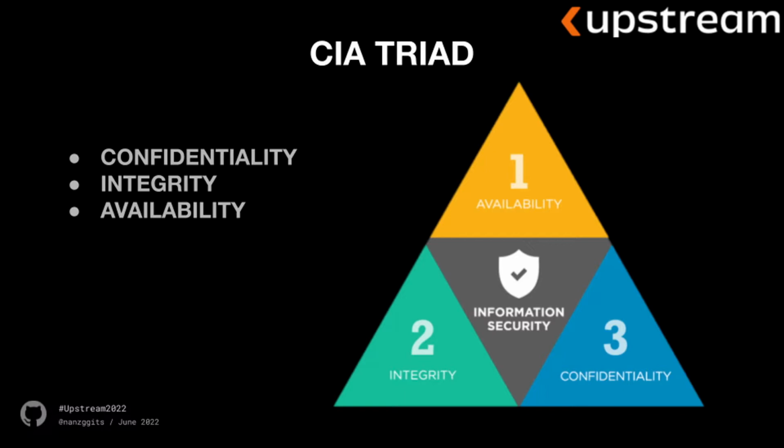C stands for confidentiality. Does this bug allow an unauthorized user to get access to information they should not have access to? I stands for integrity. Does this bug allow an unauthorized user to modify data that they should not be able to modify? And A stands for availability. Does this bug allow the application to stop working or critical features to be out of service?